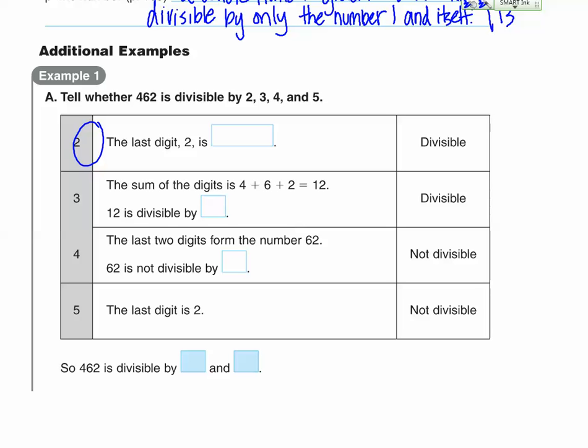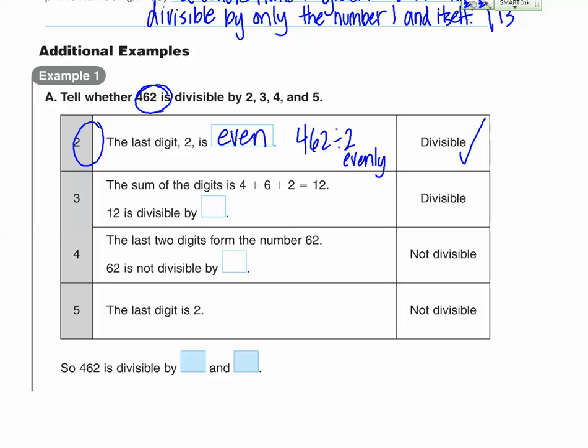A number is divisible by 2 if the last digit, in this case 2, is an even number. Okay, the last digit 2. So we're looking at this number here, 462. The last digit is a 2. It is even, and therefore 462 can be divided by 2 evenly.